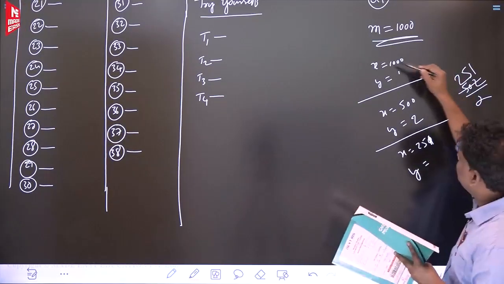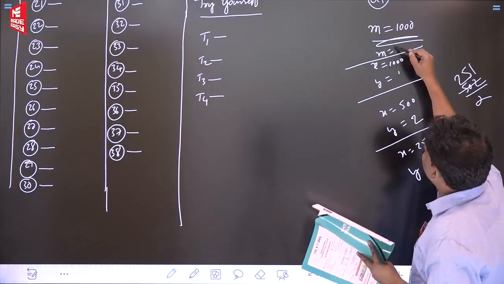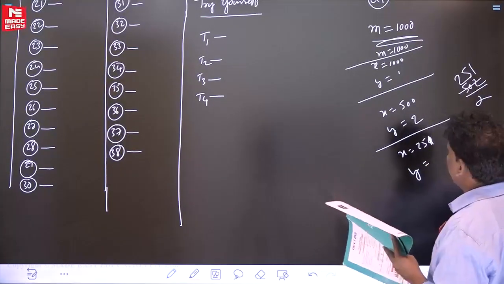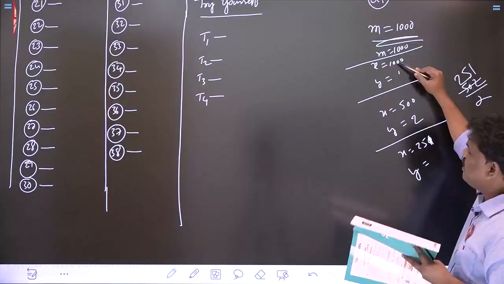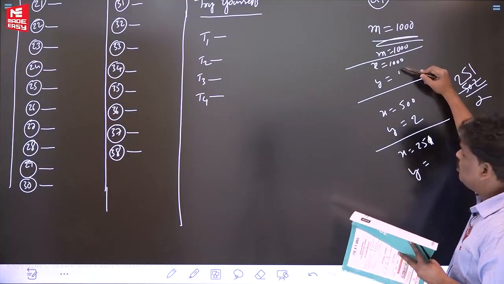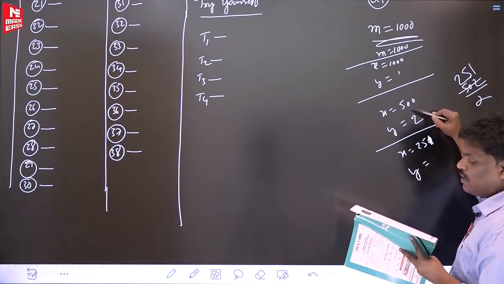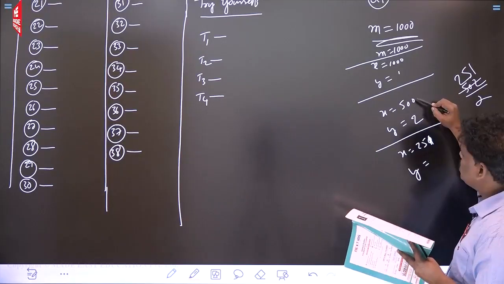Initially, what is the M? M is equal to 1000. So I think X value becomes 1000. Y value becomes 1. After one time is over, X plus Y by 2. What is the answer? 1001 by 2.